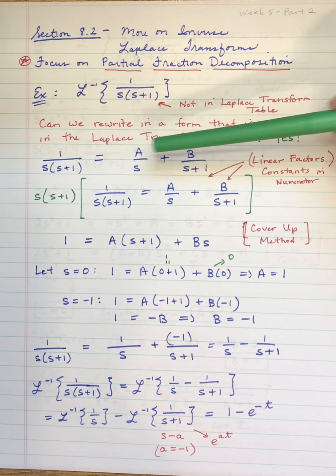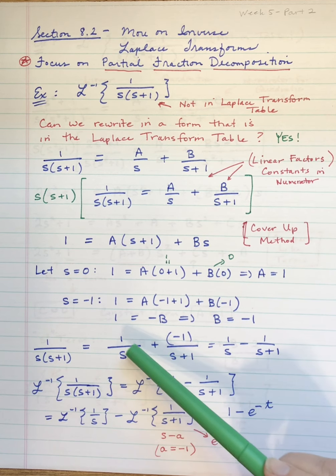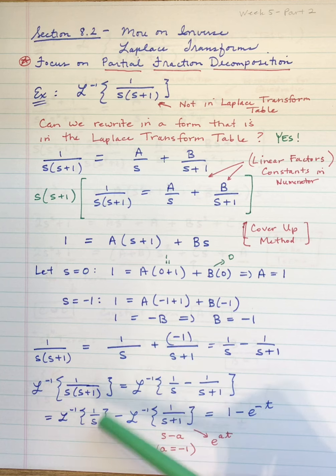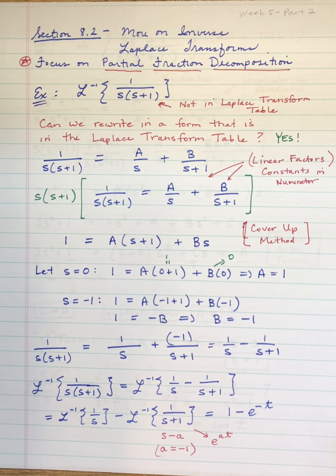So this number is A, and that one is B. This one is 1, and that one's negative 1. So this is what we have here: 1 over s, A was 1, minus 1 over s plus 1 because B is negative 1. So that's what this is equivalent to.